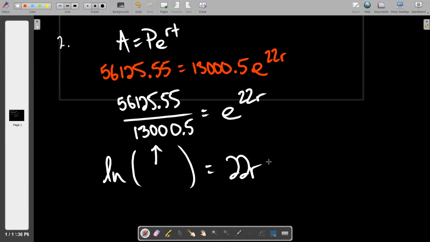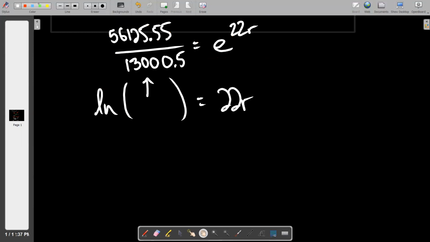So here we go. Natural log of that big old ugly fraction, 56125.55 divided by 13000.5, close parentheses, divided by 22. And it looks like our final answer should be 6.65%. Well done, Mr. Nielsen. Got to move that decimal 2 places. Move it, then round it. Always move it, then round it to 2 places. 6.65%. You guys have any questions?